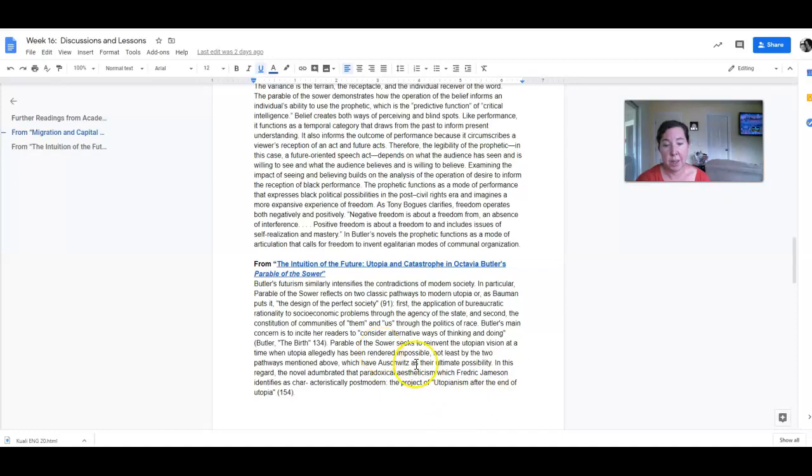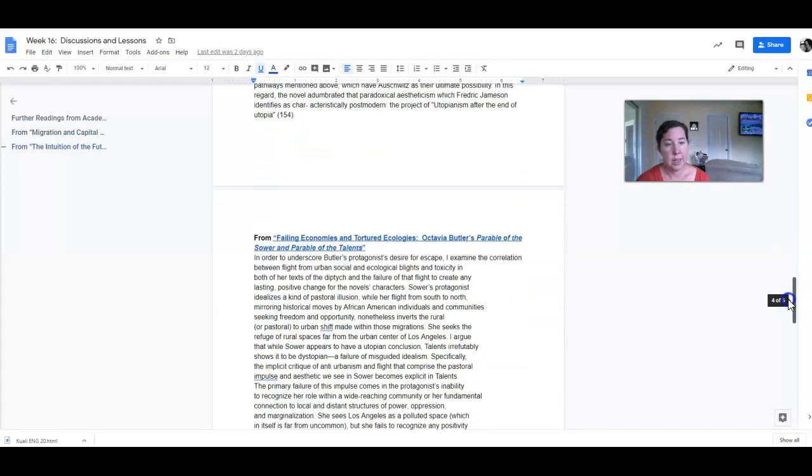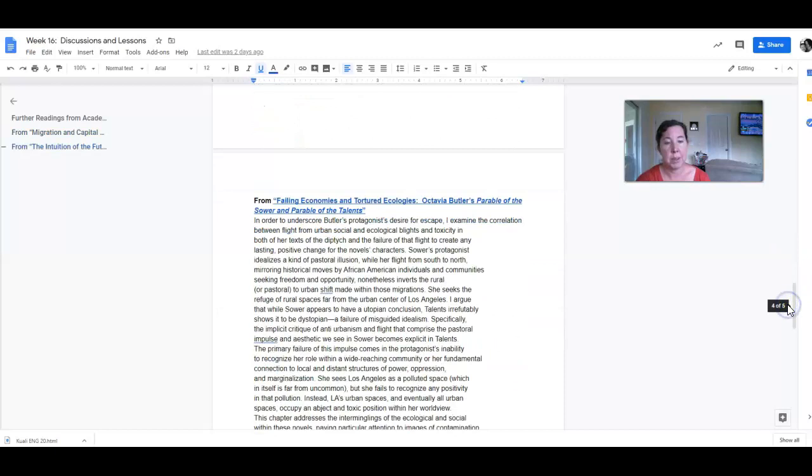So then there are some other comparisons made to other historical examples in this article. Choose to read this. The next is Failing Economies and Tortured Ecologies: Octavia Butler's Parable of the Sower and Parable of the Talents. Parable of the Talents follows up. It's the second book to Parable of the Sower. So this is interesting, especially if you've read both. If you have time and you're so inclined, I encourage you to read Parable of the Talents.